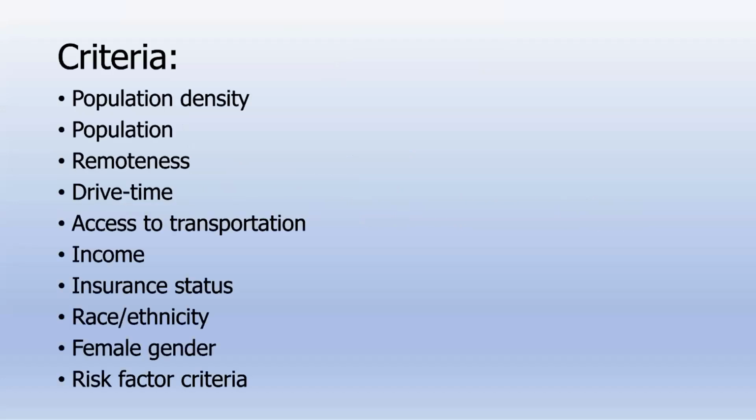The criteria for the analysis included population density, population, remoteness, which is defined as greater than 25 kilometers from the nearest hospital, drive time to the nearest hospital, access to transportation, for which I used households without vehicles data as a proxy, income, insurance status, for which I used data on uninsured residents, race/ethnicity, female gender, as well as risk factor criteria including asthma, age, hospitalization, fatigue, dyspnea, and comorbidities. These criteria were described as relevant in the literature.